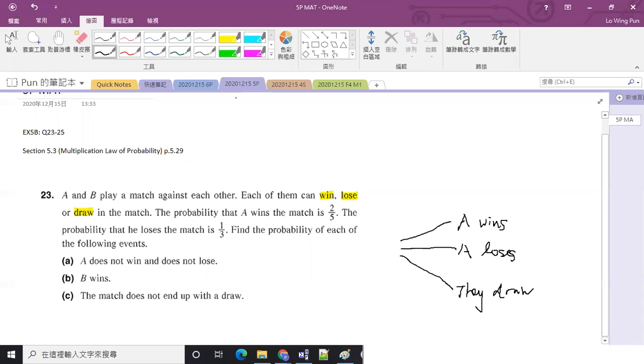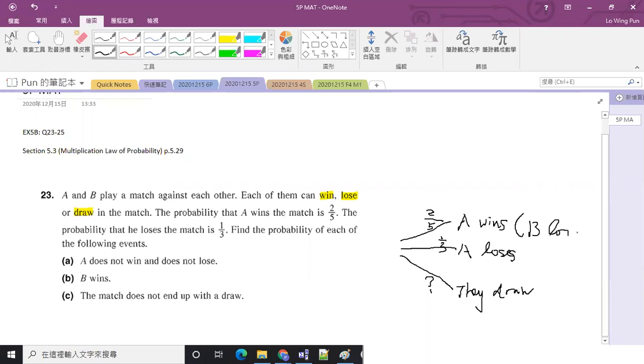What is the chance of each possibility happening? Some are already given. A wins is actually 2/5, right? And then A loses is 1/3. And we do not know the probability that they draw. Also, since this is a game between two players, if A wins, what does that mean? That means B loses.